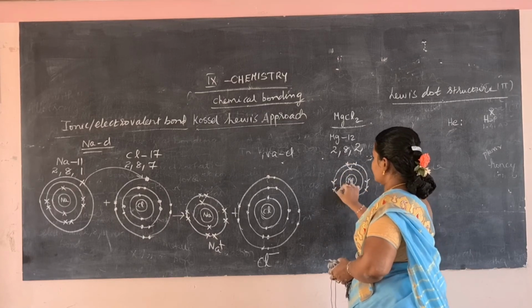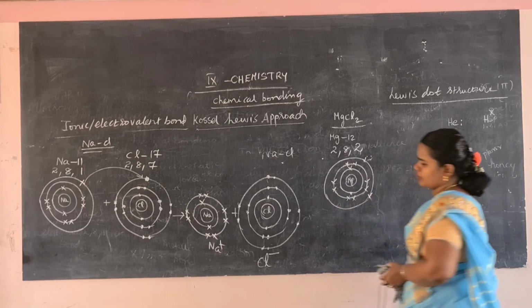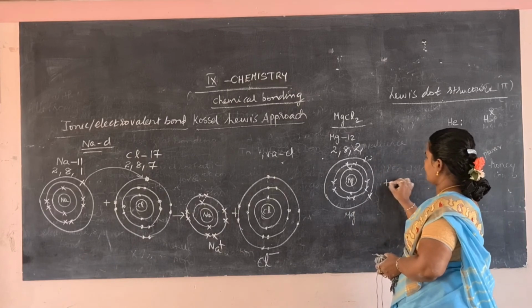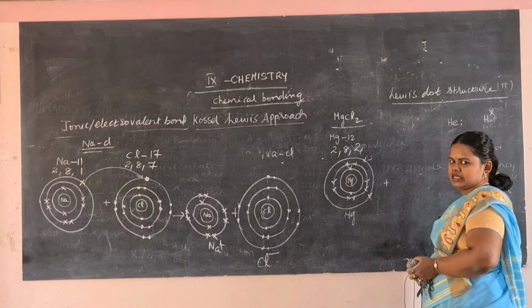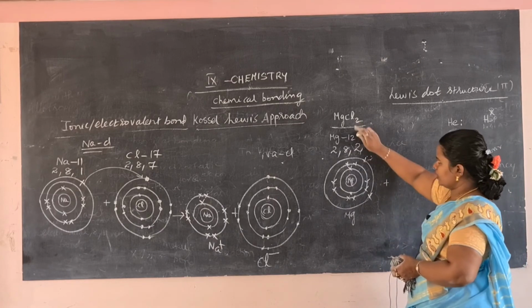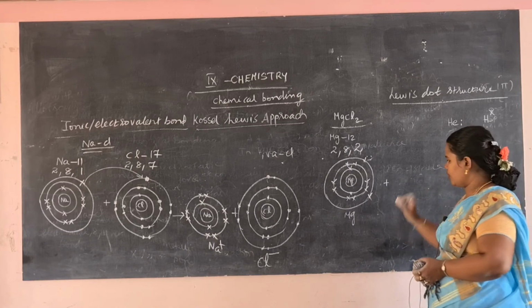So here 8 electrons, then third shell only 2 electrons. Okay, so this is magnesium and Cl needs 1 electron. For example, I'll write here Cl2, right? MgCl2. For one Cl, one electron is needed. I have already told you.